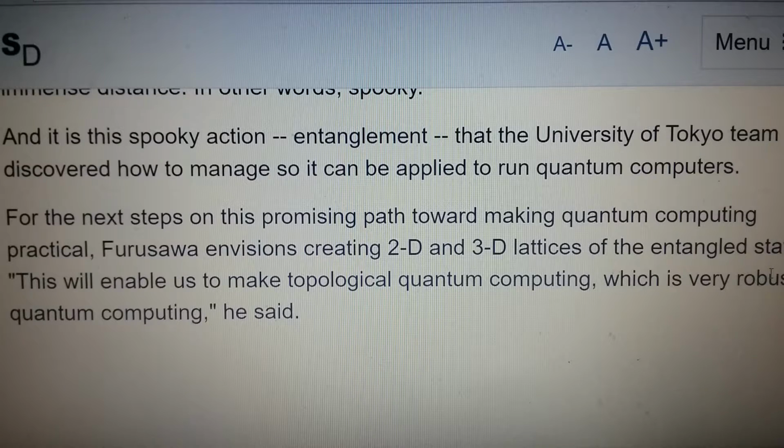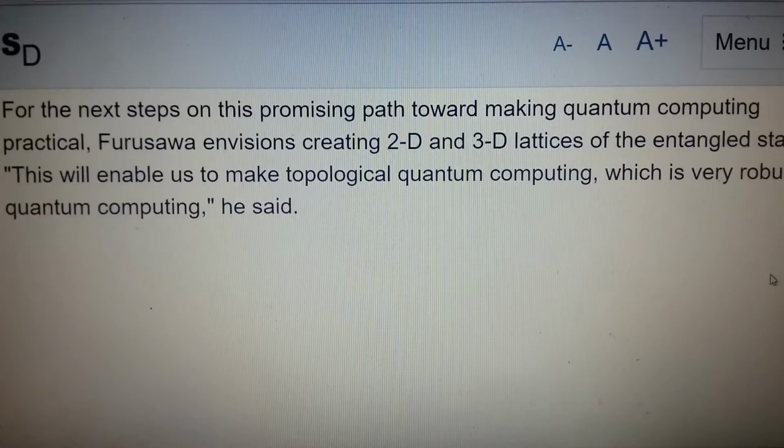For the next steps of this promising path toward making quantum computing practical, Furusawa envisions creating 2D and 3D lattices of the entangled state. This will enable us to make topographical quantum computing, which is very robust quantum computing, he said.